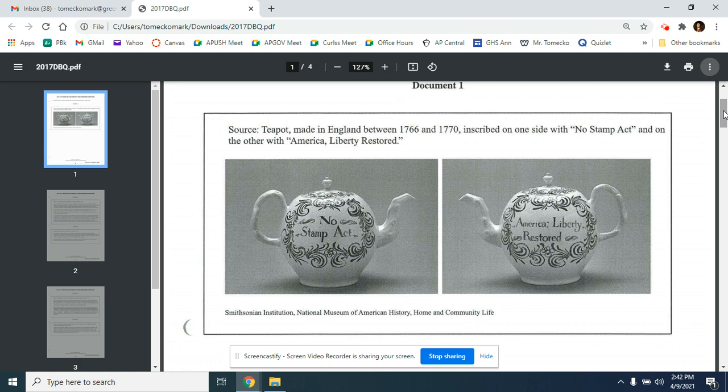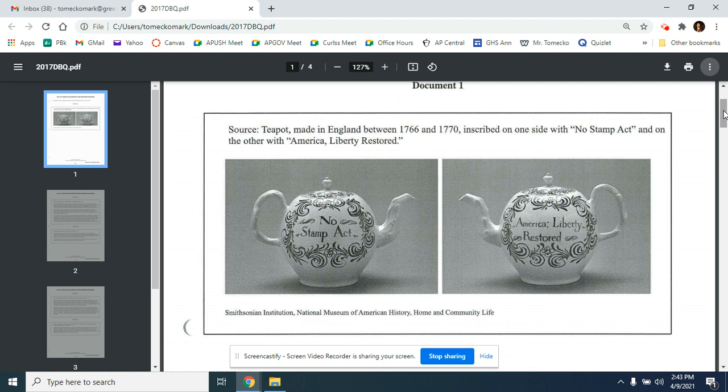But the source information tells you that this teapot was made between 1766 and 1770. Okay, Stamp Act didn't last forever. It was eventually repealed. And on the other side, it says, America, liberty restored. So this teapot reflects the repeal of the Stamp Act. Now, how would that affect ideas about American independence? We know we're maybe thinking about how the Stamp Act itself would have affected those ideas, but what about the repeal? So there's a lot that could be used in this.